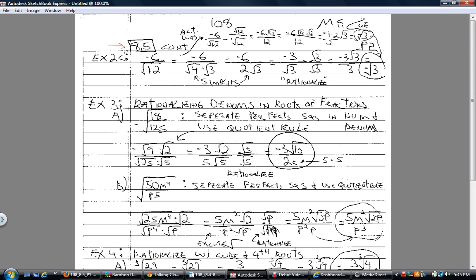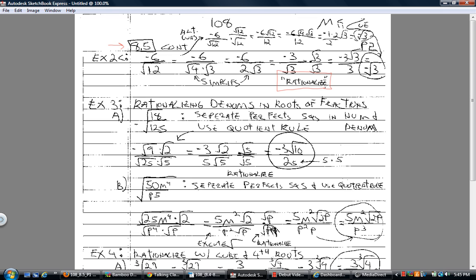Section 8.5. Excuse me, I forgot to give you the name of the terminology here. What do you do whenever you have a radical down in the denominator? We rationalize it. That's the buzz phrase we're going to use to tell you that we don't care for radicals in the denominator and we need to deal with them.